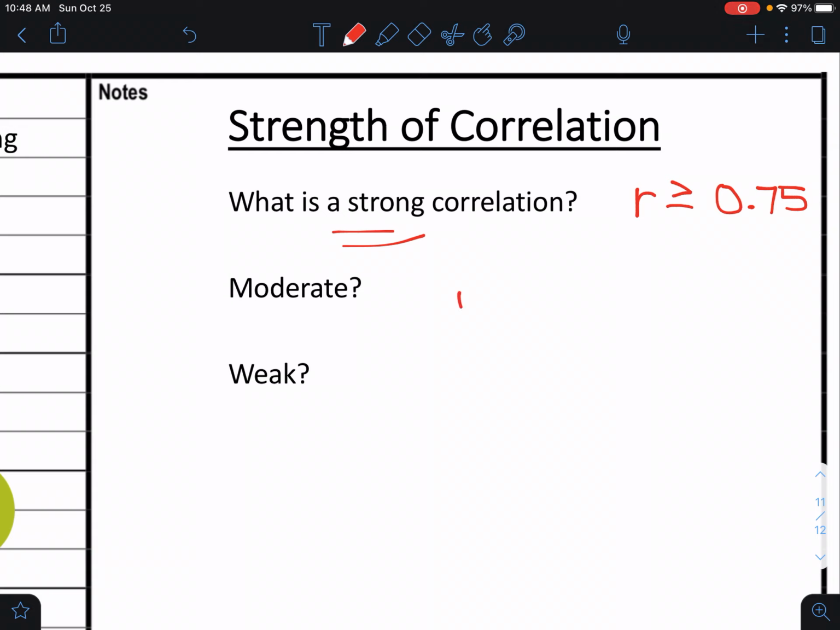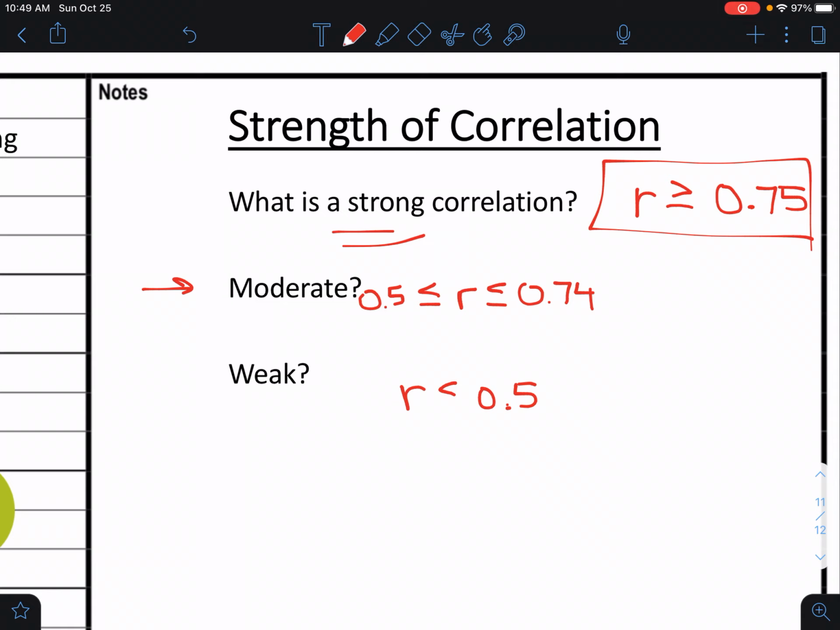However, sometimes we might consider a moderate correlation. And this would be somewhere in between 0.5 and 0.74, okay? Anything less than 0.5 is considered very weak, and we would definitely not use that data. There might be some instances where we would consider using a moderate, but generally for our purposes, anything greater than or equal to 0.75 is what we want to use, okay?